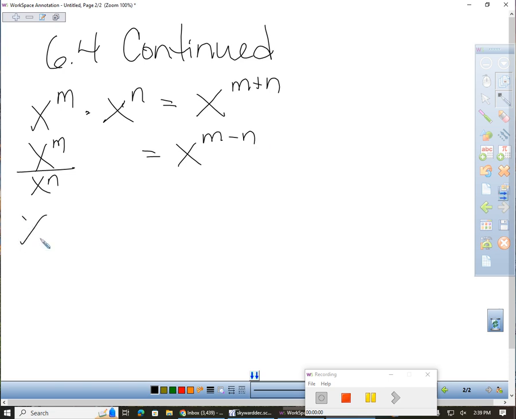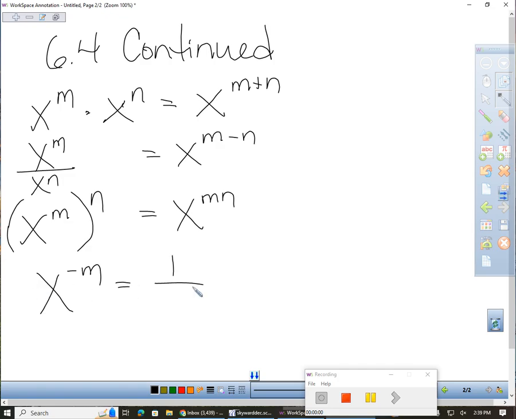If I have an exponent raised to an exponent, we multiply our exponents. And of course, the one that's the hardest to remember for whatever reason, if I have x to the negative m, that means I move this to the bottom and m becomes positive. At the same time, if I have 1 over x to the negative m, that term is not happy where he is, so he would have to move to the top to become positive.